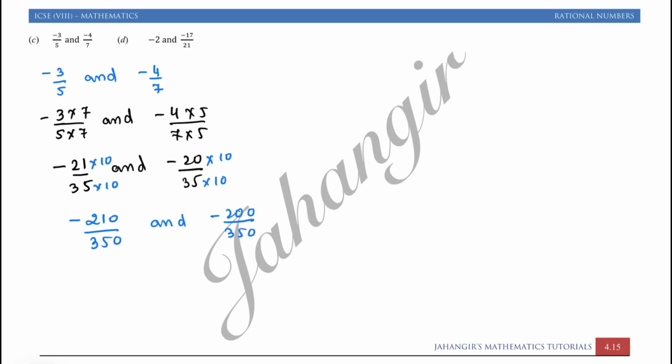So I can see many numbers which I can put. So I can write minus 210 upon 350 less than, this is smaller. So इसके बीच में which number do you want me to put? Just tell any number which I can put here.